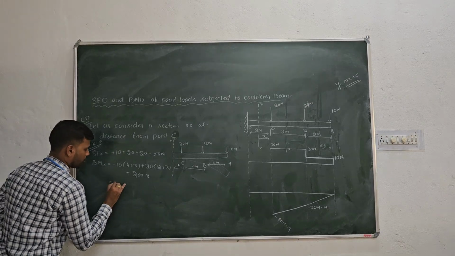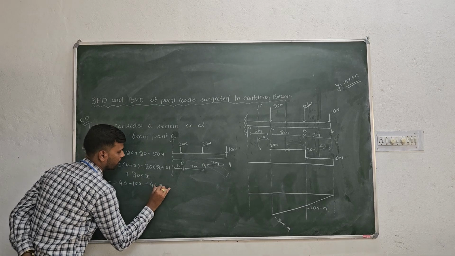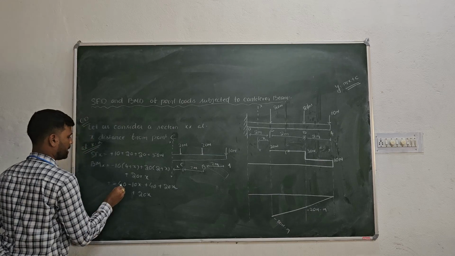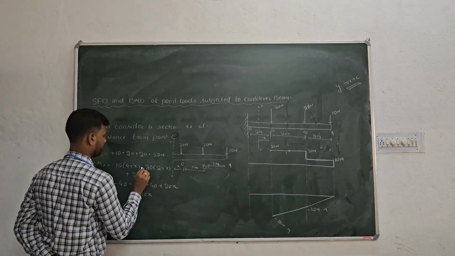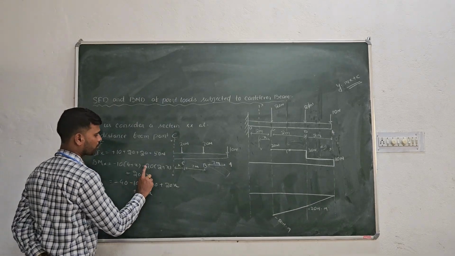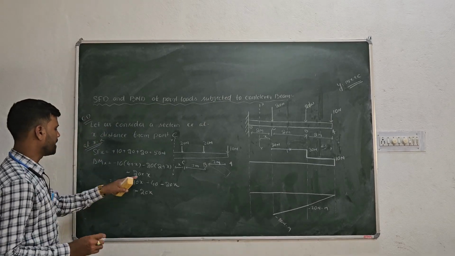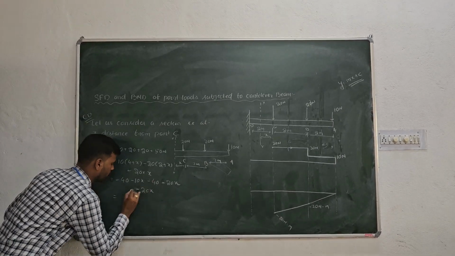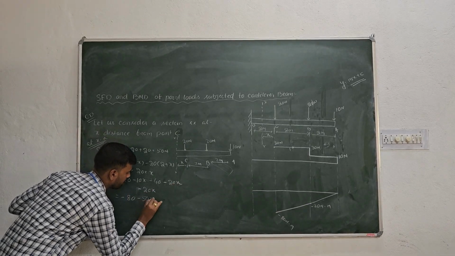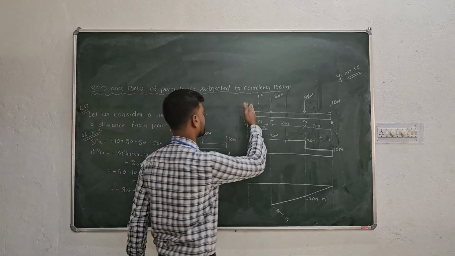So solve this one. Minus 40 minus 10x, minus 40 minus 20x, and again minus 20x, so this will be minus 80. Minus 40 minus 40 minus 80 gives minus 160... and minus 10x minus 20x minus 20x, that is minus 50x. Now we got the shear force and bending moment at the xx cross section.